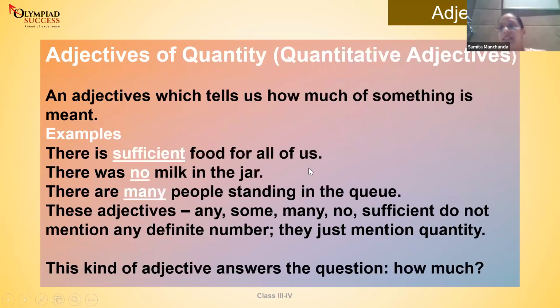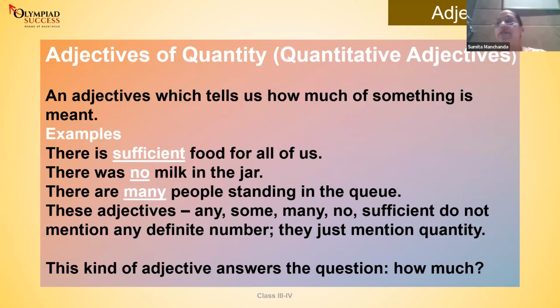Now, the next is adjective of quantity. We also call adjective of quantity a quantitative adjective. If in your school or in an Olympiad exam, anywhere, they don't use the words adjective of quality or quantity, but instead use quantitative adjective, please don't be confused. Both mean the same. So when we talk about quantity, it is an adjective that tells us how much of something.